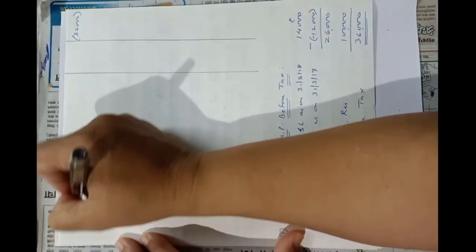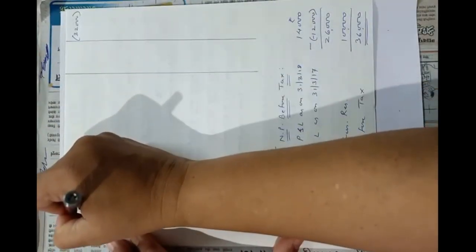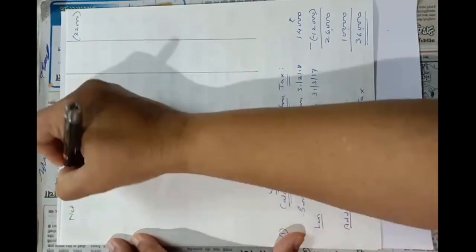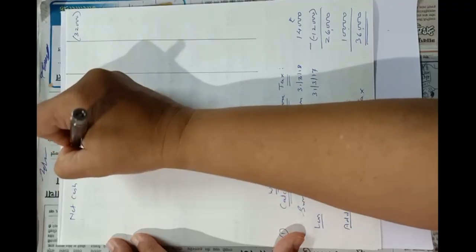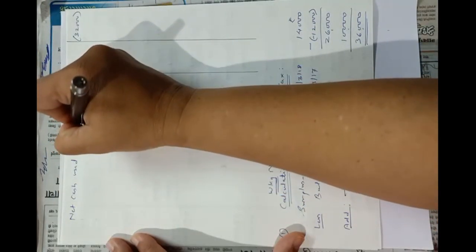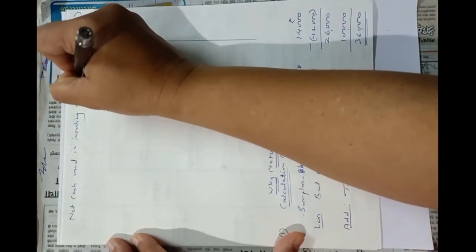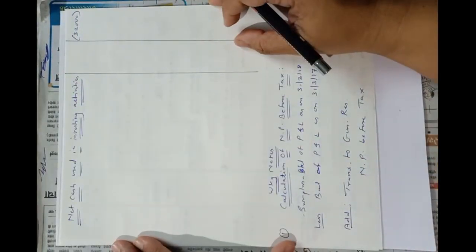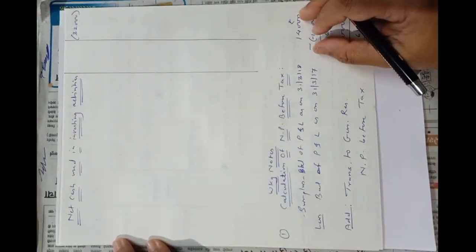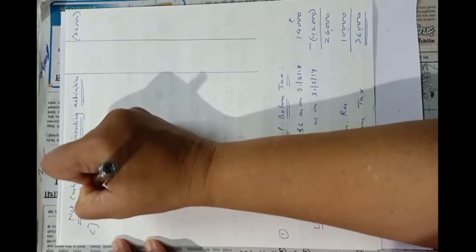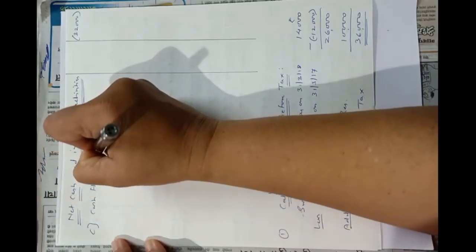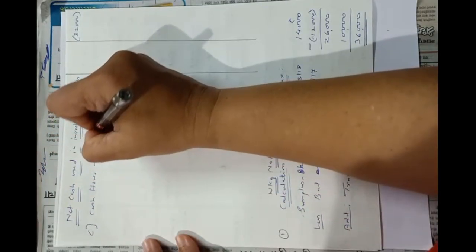and that is net cash used in investing activities. Net cash used in investing activities. This is the final answer of the second point, that is B. Okay, so now see, cash flows from financing activities.